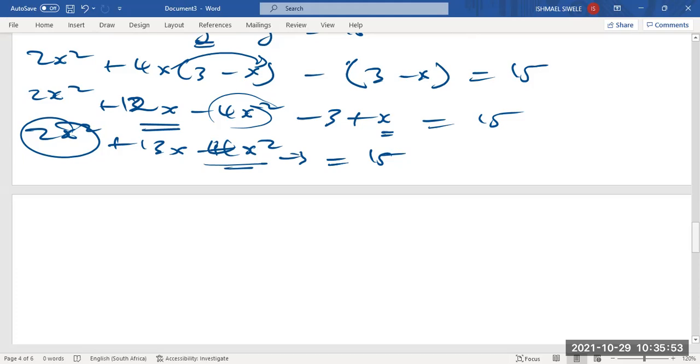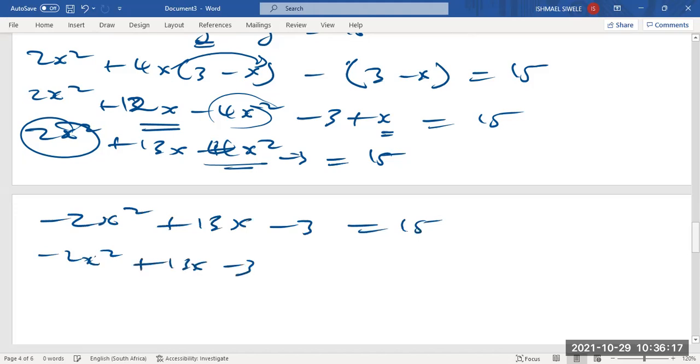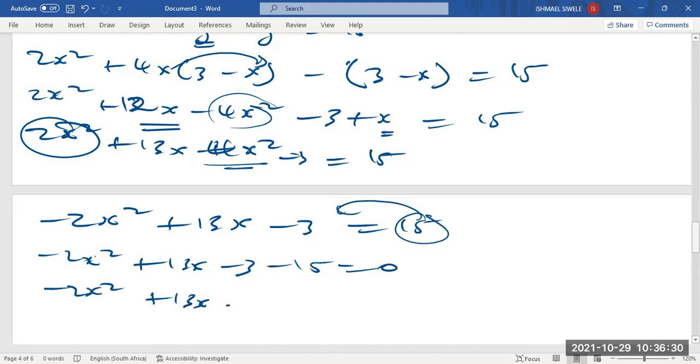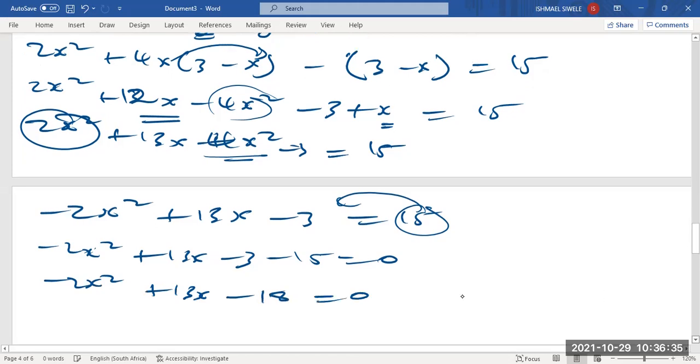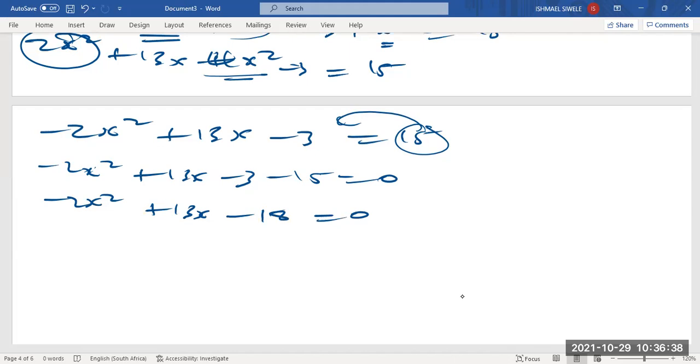So 2x squared minus 4x squared, that is going to be negative 2x squared. Then I have plus 18x and 15, right? I'm just hoping that I didn't leave anything out. So negative 2x squared plus 18x minus 3. I take this one across. Positive this side is going to be minus 2x squared. This is equal to 0. Plus 18x, minus 3 minus 15, that is going to be negative 18, right? And this is equal to 0, okay? So I divide throughout by negative to have 2x squared minus 18x plus 18, and this is equal to 0.